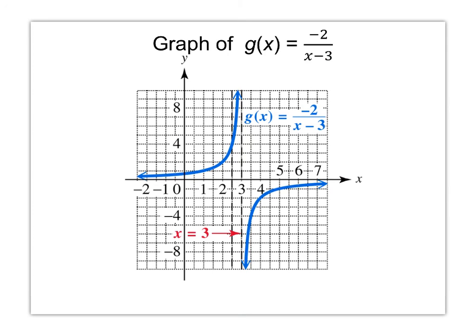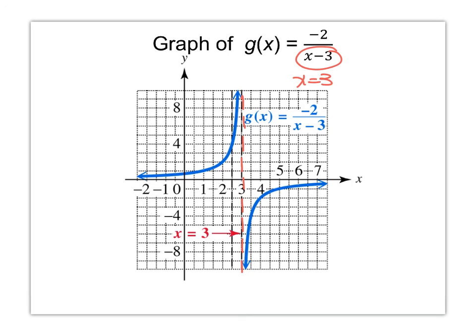Now this graph g of x equals -2 over x minus 3 also has a vertical and horizontal asymptote. The vertical asymptote occurs here at +3. We have this vertical line where the graph will approach but won't ever actually touch that vertical line of x equals 3. Now notice that is the value that would make the denominator equal to 0. If we plug in x equals +3 and evaluate the denominator, you get 3 minus 3, or 0.